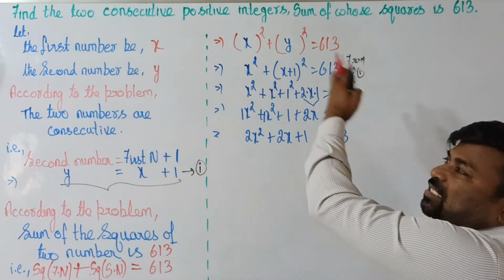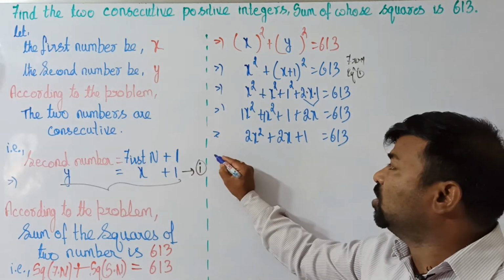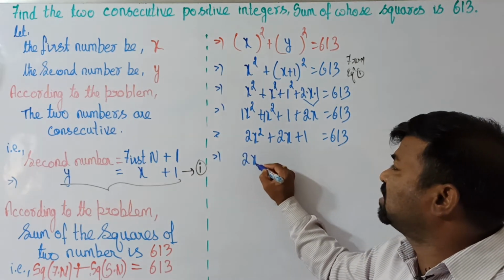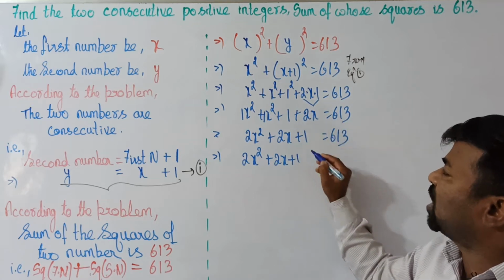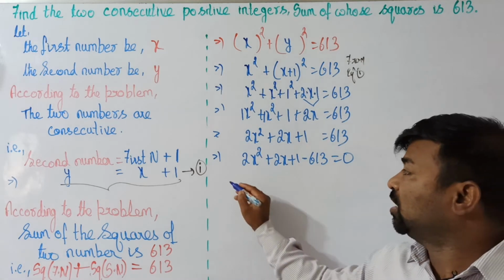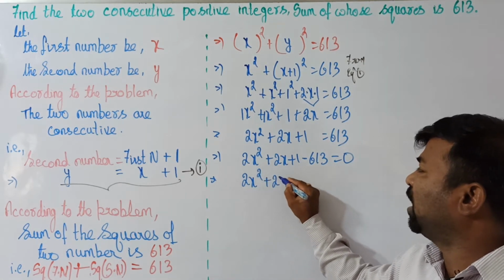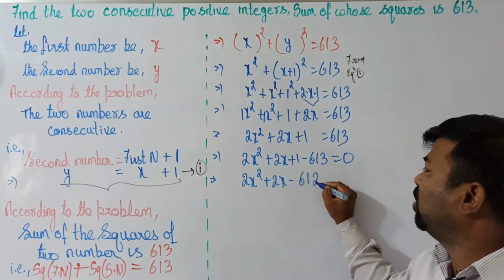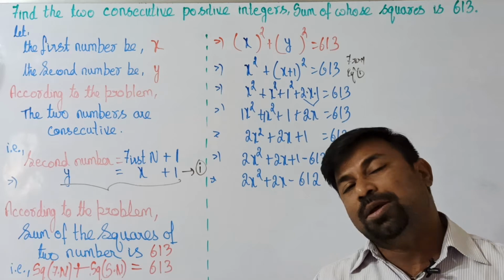Transpose 613 to the other side so that we can convert it into the standard form. So it's 2x squared plus 2x plus 1, if you transpose 613 this side, equals 0, which implies 2x squared plus 2x minus 612 equals 0. Yes, we got a standard equation.